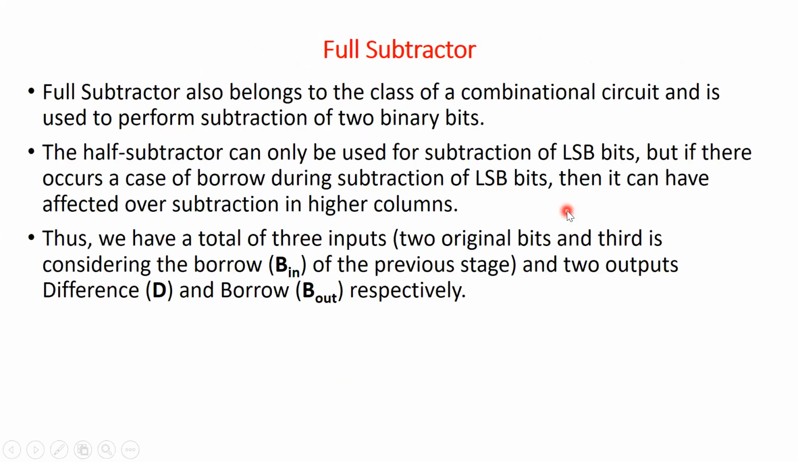So here again, in the full subtractor, what is the difference? We have a total of 3 inputs. Here they are saying that 2 are the original bits, and the third one is the borrow from the previous stage. In a combinational circuit, there might be a next stage, or for the next stage, the first one might be the previous stage. So the first 2 bits we call the original bits, and the third input, C, I can call a borrow from the previous stage. And again here I get only 2 outputs: the difference and the output borrow.